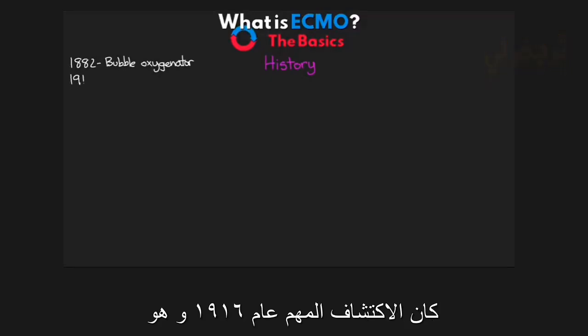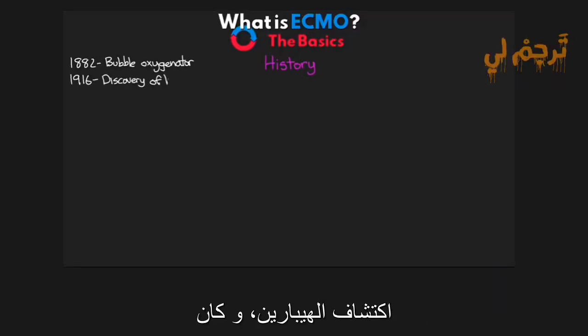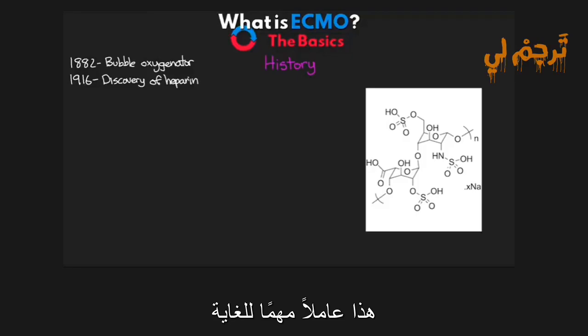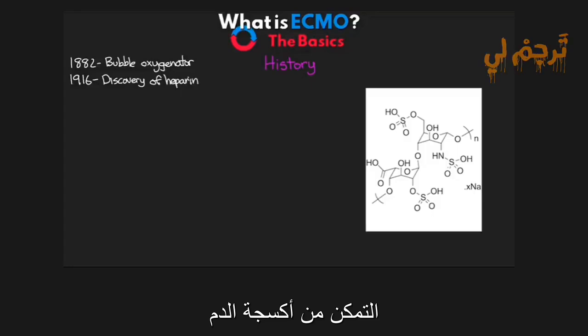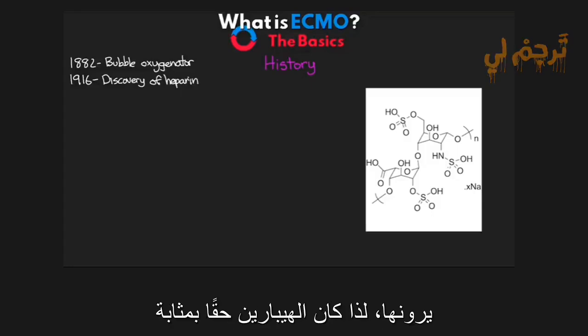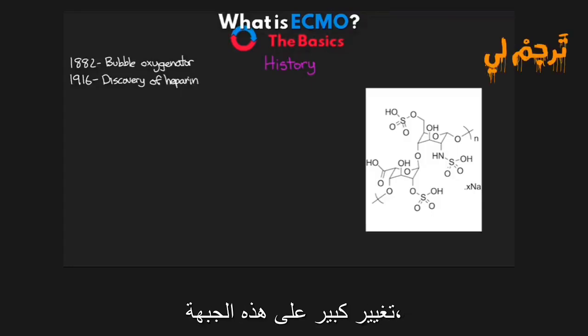The first one was in 1882, and this was the first use of a bubble oxygenator to oxygenate blood. Then following that, another big important discovery was 1916, and this was the discovery of heparin. This one was a really important factor because up to this point, one of the biggest problems that they were having in trying to oxygenate blood was the clotting problems that they were seeing. So heparin was really a game changer on this front.